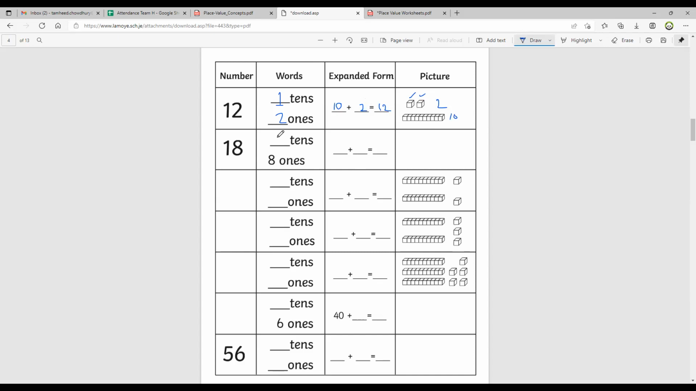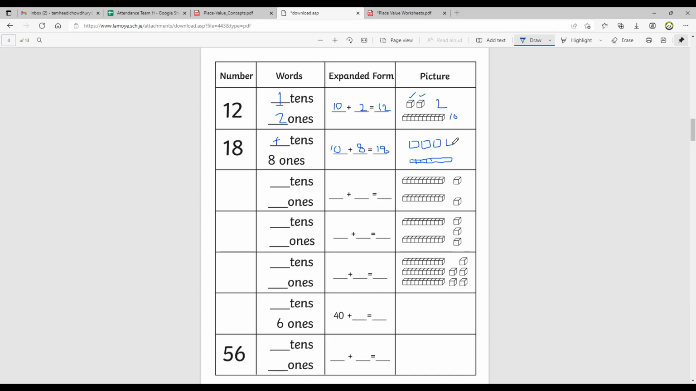1 ten and 8 ones. 10 plus 8 equals 18. Thank you. And what about the blocks? Very good, that's right. Like this one, you guys know. So we make a block. I'm really bad at it. So we make 10. Okay. And then we get ones. So these are our individual boxes.